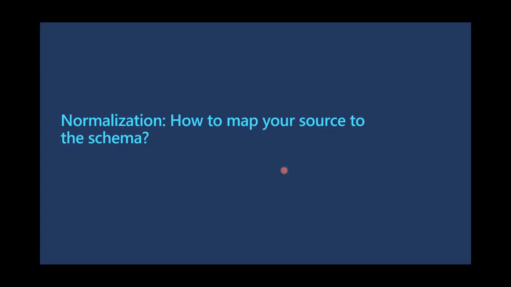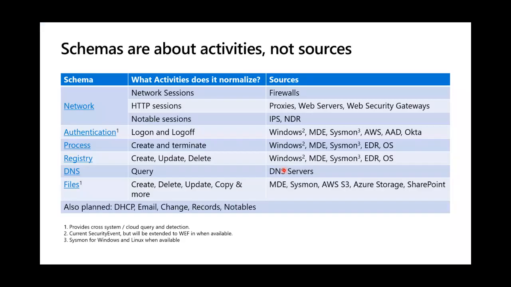The next topic we'll discuss, which is a bit of a parallel topic, is how to map. I mean, you write a parser, there is a source schema that's whatever your device sends, and there's the destination schema, which is documented, but how to do the matchmaking is an exercise that we'll discuss a bit now. So first of all, the schemas we have today are network authentication, process, registry, DNS, and files. We plan a few more.